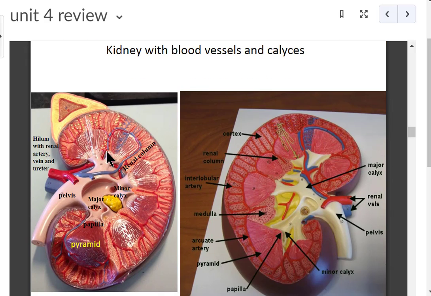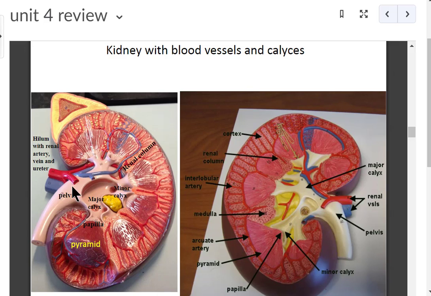We begin with minor calyces. Each minor calyx, as you can see, is cupping a papilla. The collecting duct will pass through, and there are holes in the minor calyx through which the urine from the collecting duct passes into the minor calyx. A few minor calyces join to form a major calyx. So here's a major calyx, here's another one, here's another one. You can see these two are forming this major calyx.